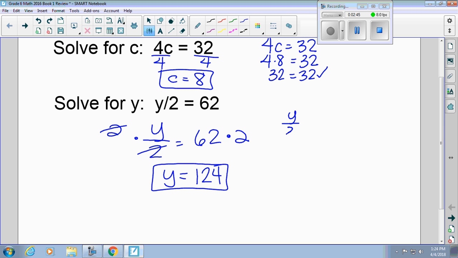So I'm saying y divided by 2 equals 62. I'm going to take 124 and divide it by 2, and that's going to give me 62. So I know 62 does equal 62, and that's what I was supposed to get, so it checks. Okay, if you have any questions, please raise your hand and let the substitute know. Otherwise, we are moving forward.